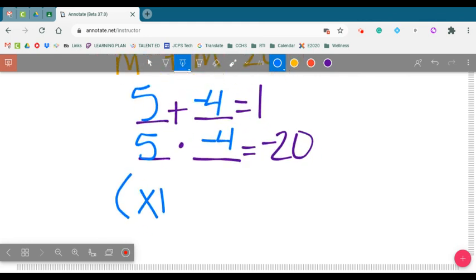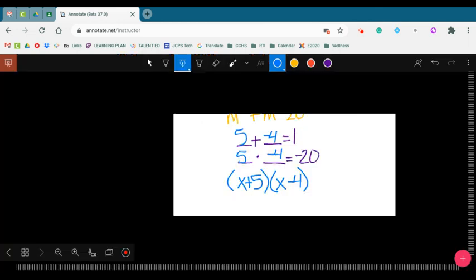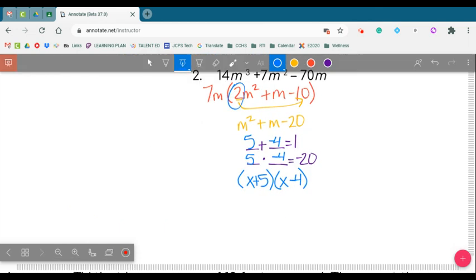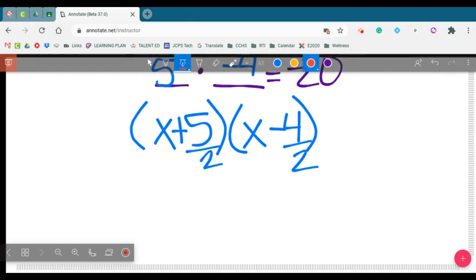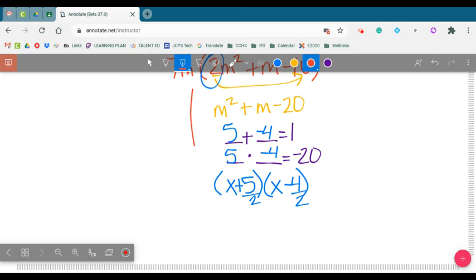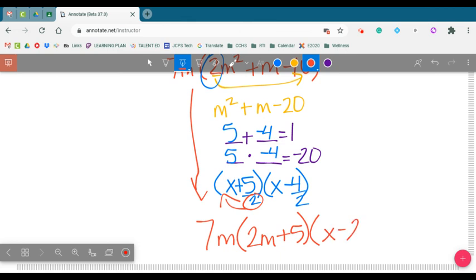So you're going to have x plus 5, x minus 4, and then you're going to divide by that a value, which was 2. Divide by 2, divide by 2. So bring down your GCF, which was the 7m. 5 over 2 doesn't simplify, so I'm going to move that 2 to the front. 4 divided by 2 does simplify, so I'm going to have x minus 2. And that's your final answer.